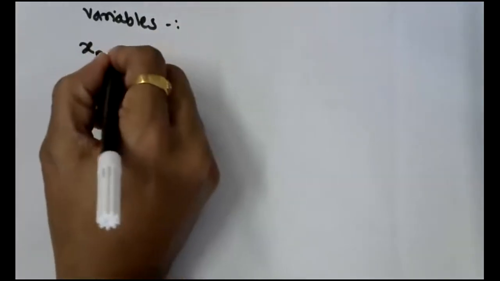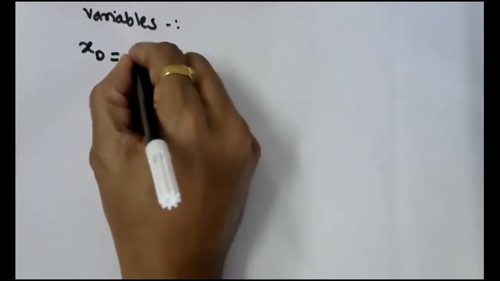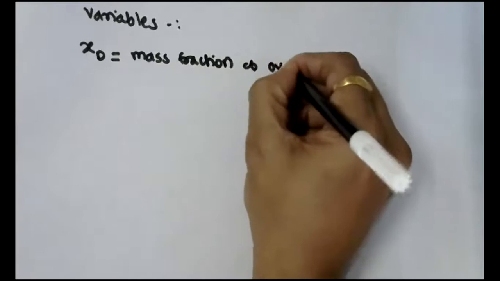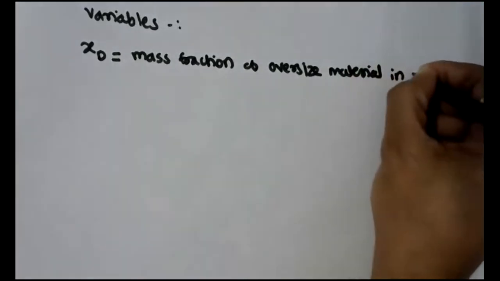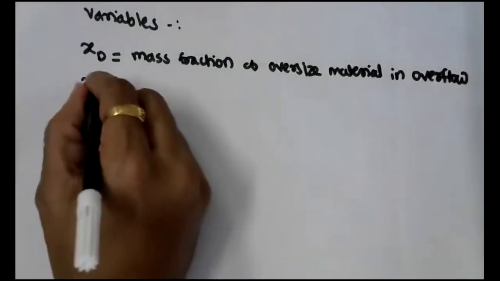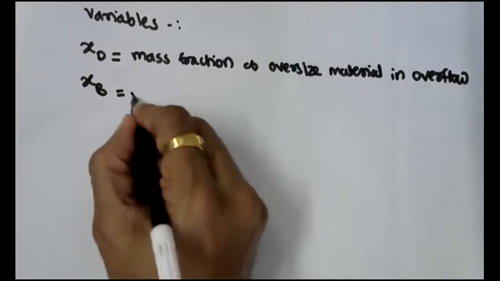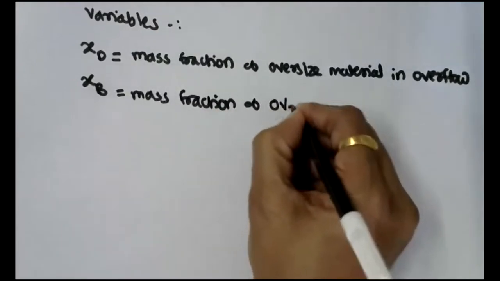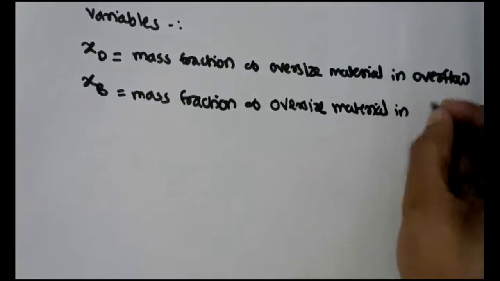Let XD represent mass fraction of oversized material in overflow. Let XB represent mass fraction of oversized material in underflow. Let XF is equal to mass fraction of oversized material in feed.